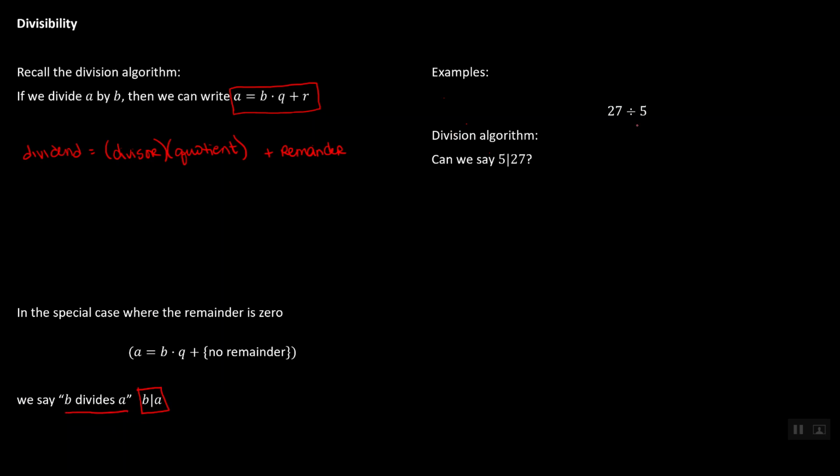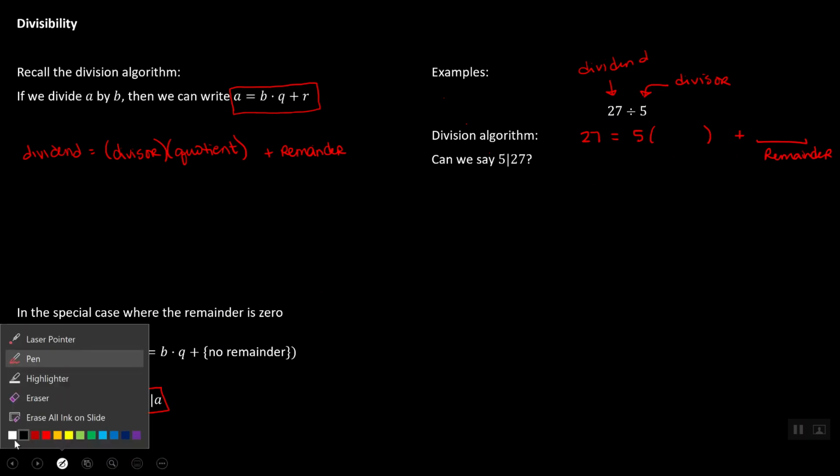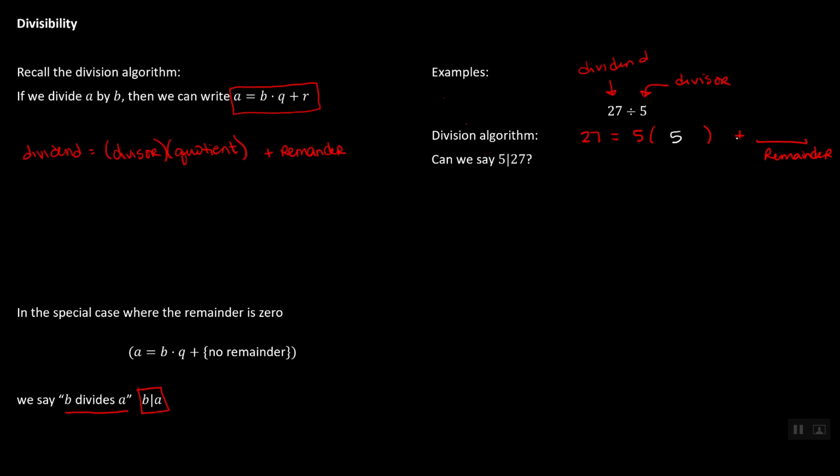If we look at a couple of examples here, we can ask the question, is 27 divisible by 5? Meaning, can we rewrite our dividend, which is 27, as a product of our divisor and a quotient? So can we write 27 equals 5 times some quotient plus a remainder of 0? Maybe we recall that 5 times 5 is 25. So we can say 5 times 5, that's 25, but then we would need to add in a remainder to get to 27, so it would be a 2. In this case, because our remainder is not 0, we would say 5 does not divide 27.